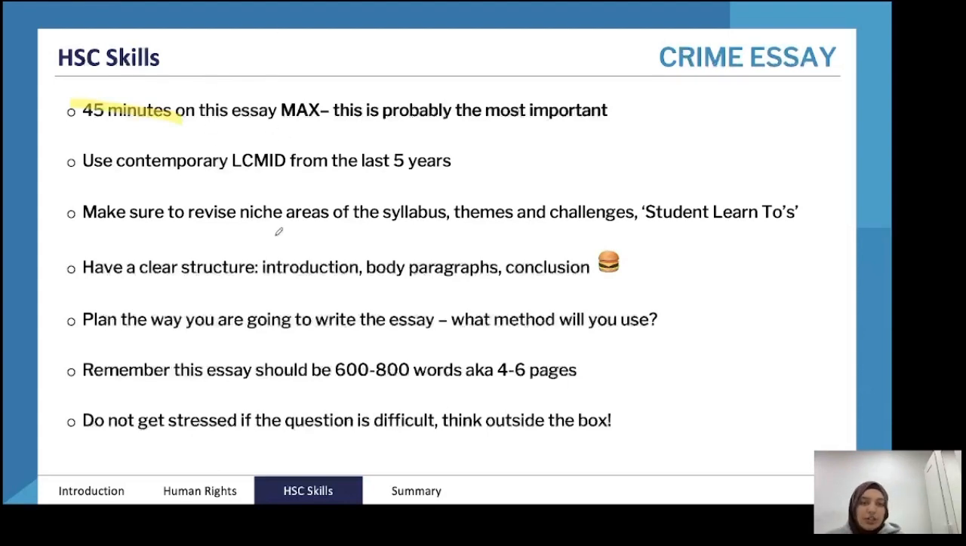But don't spend too much time on this essay, because it's 15 marks compared to your other two options essays, which are 25 marks each. So don't spend more time on the crime essay, for example, than your options essays, because their options are worth a lot more marks.